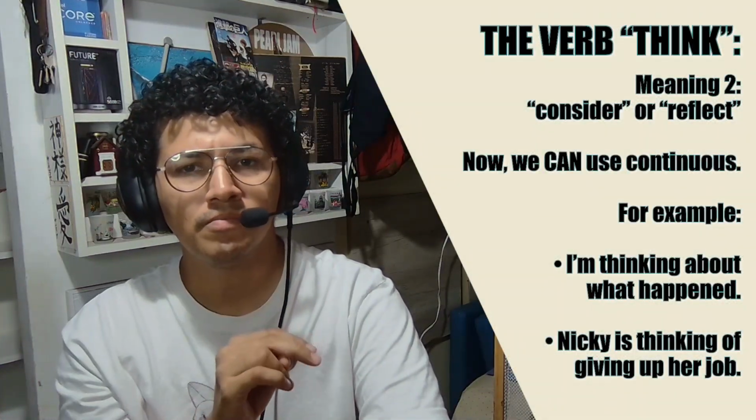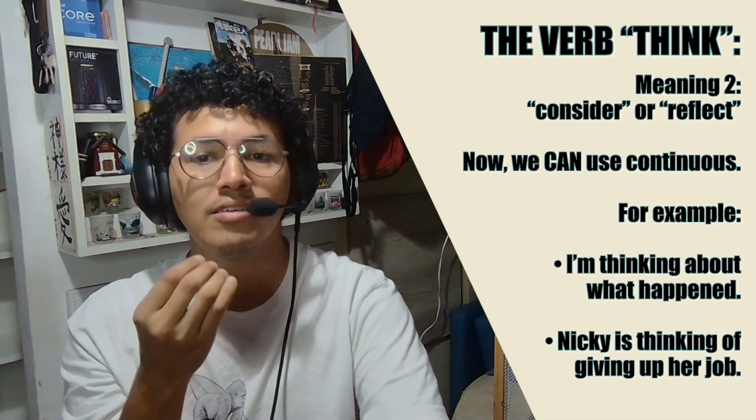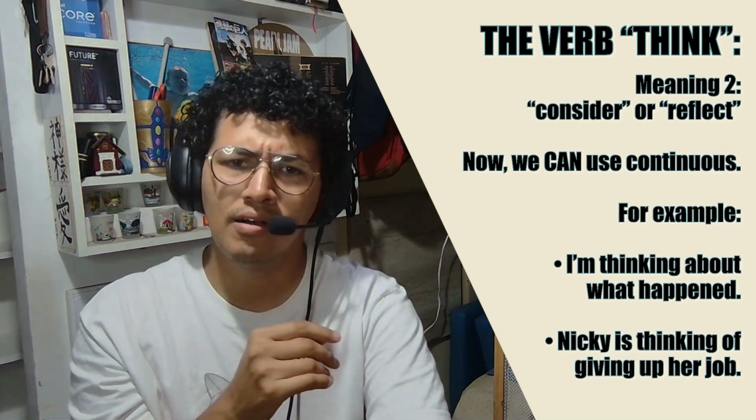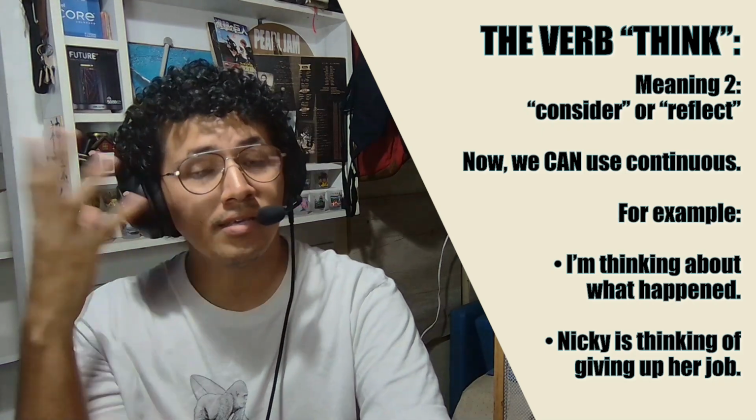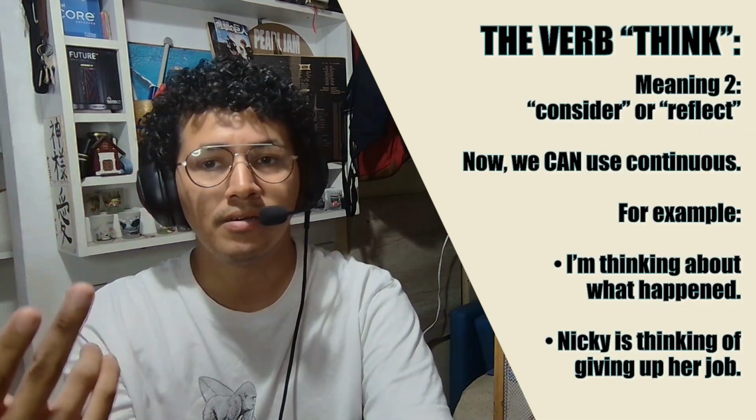Meaning two, consider or reflect. Now we can use continuous. For example, I'm thinking about what happened. Nikki is thinking of giving up her job. Here, thinking is a process happening now, so continuous is correct. Very important difference.